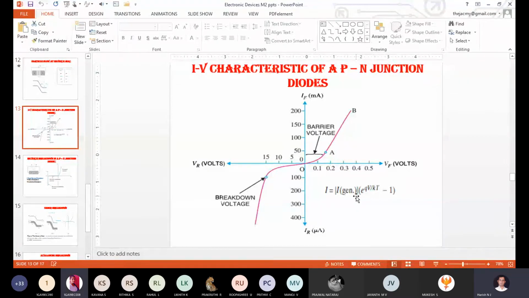Sir, due to minority carrier charge generated. Yeah, exactly, you are right. That is due to minority charge carrier.